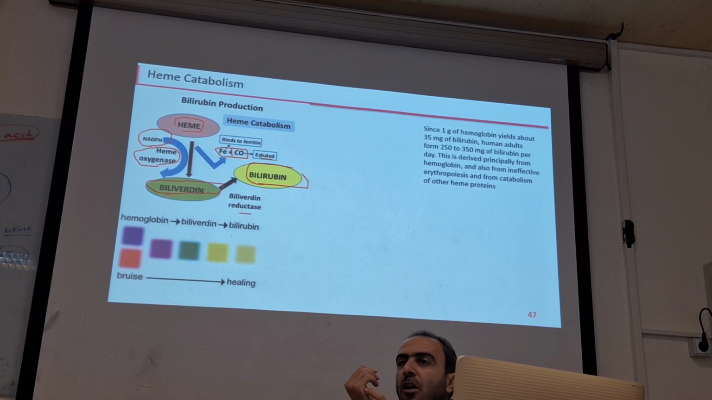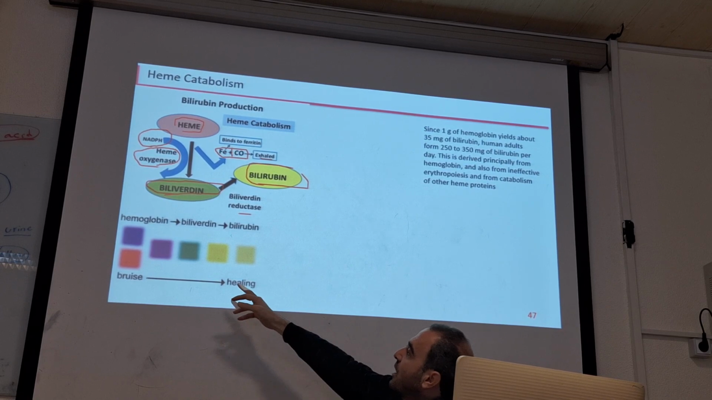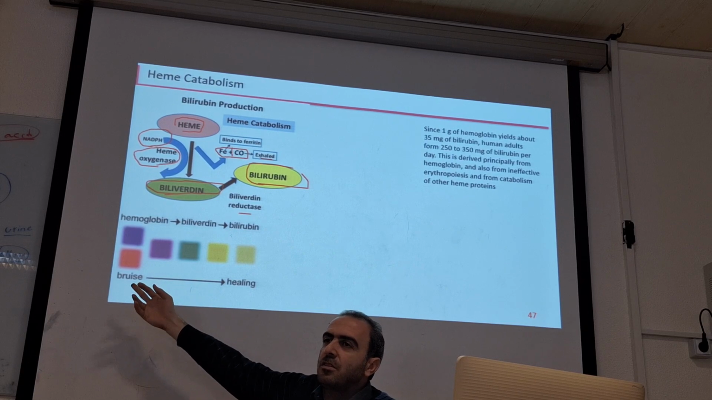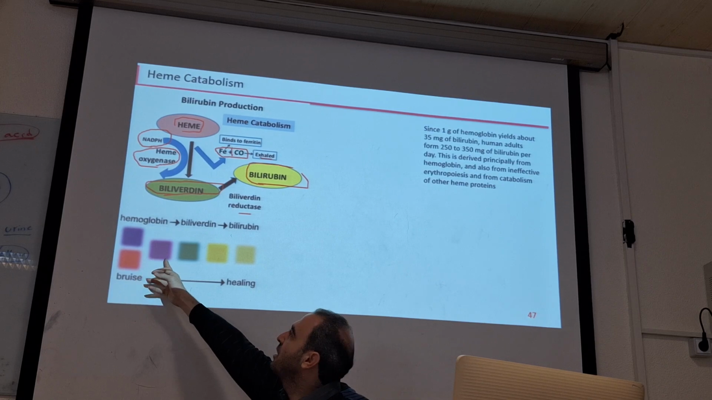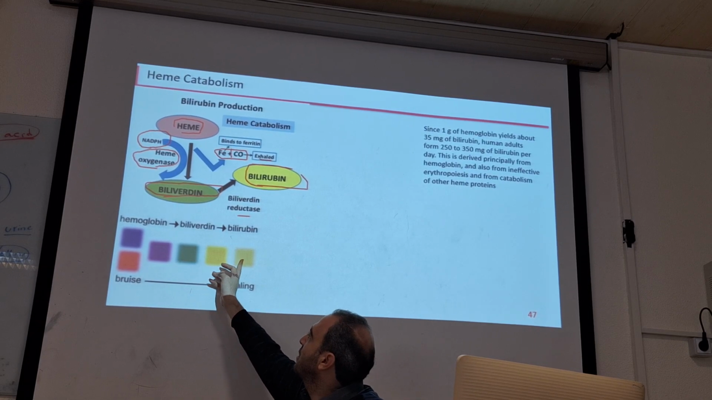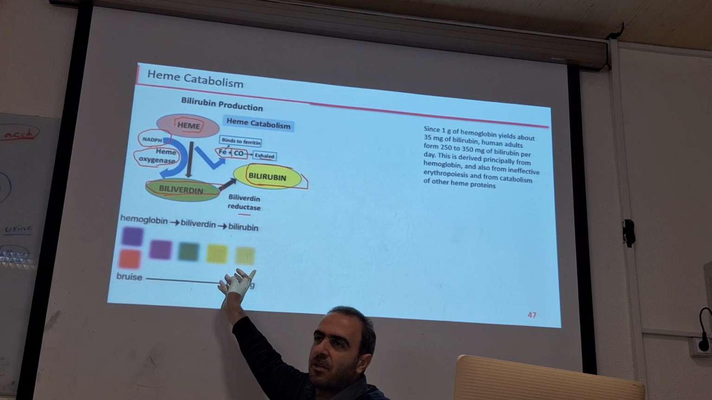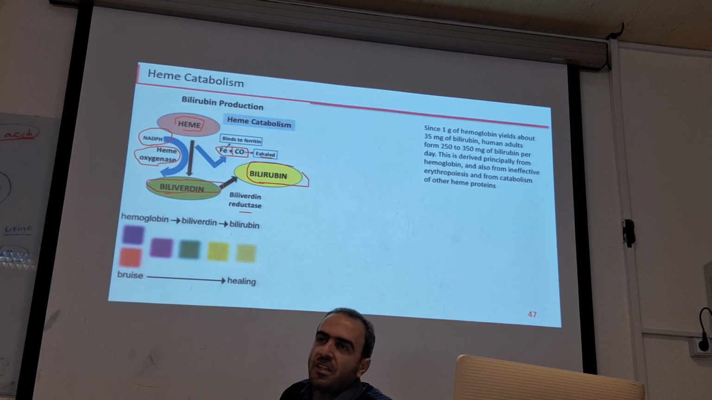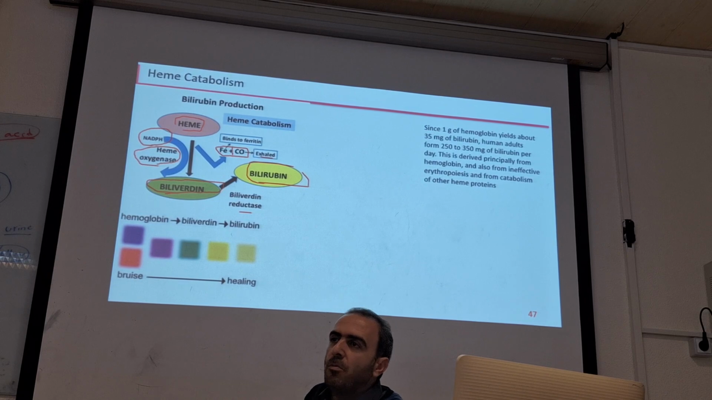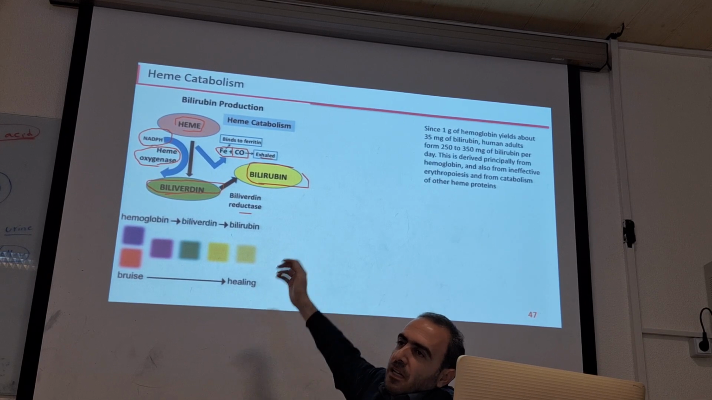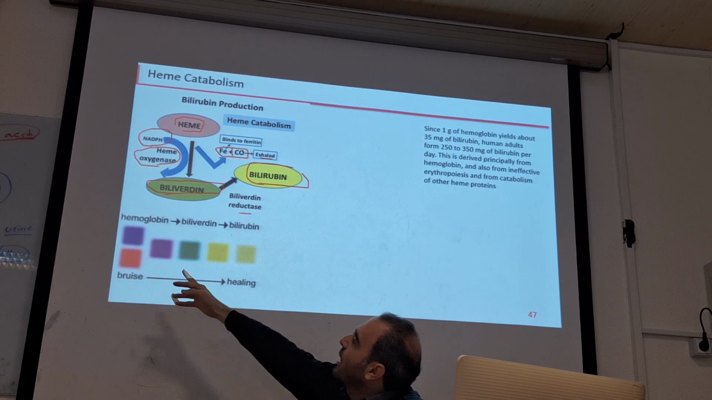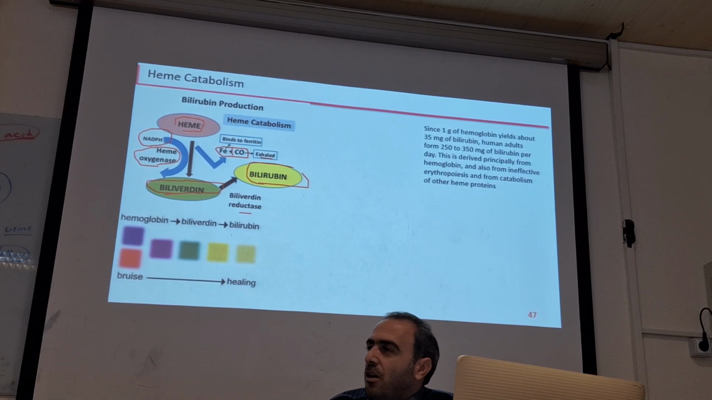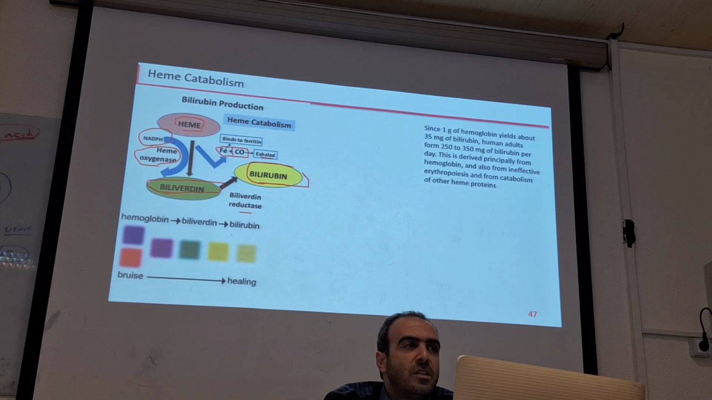If you hurt some part of your body, you can see the color of your skin change over time. First of all, it changes to this color, then to greenish, and then yellowish, and disappears. You know what the reason for this color change is? It's because of bilirubin, biliverdin, and so on. If you hurt your body, you can see these changes in color.